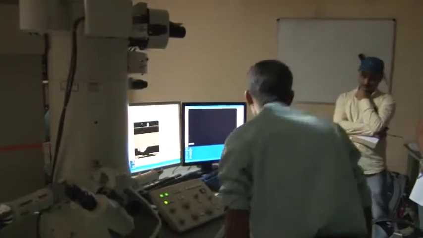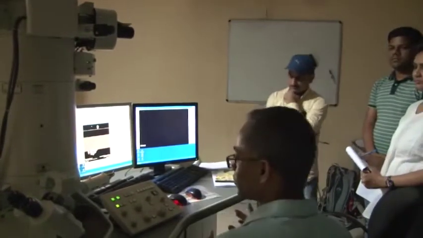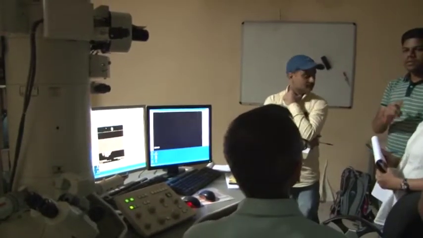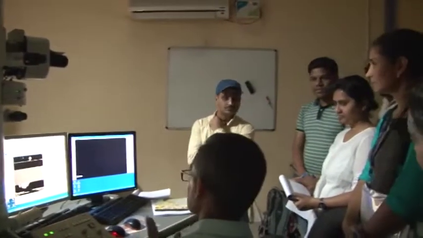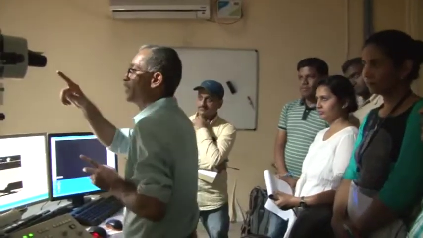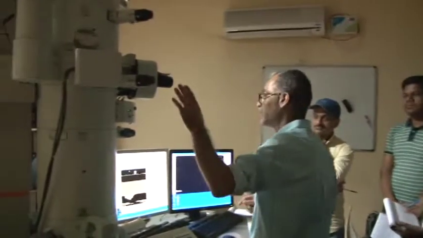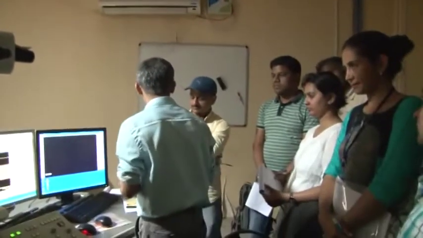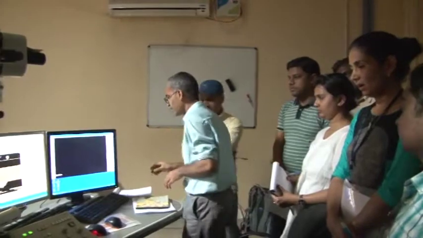Now, since we are not asking any questions at the moment, I would... Yes. Can we tilt our sample? Yes. Now, this particular holder is only a single tilt holder, not detector, single tilt holder.